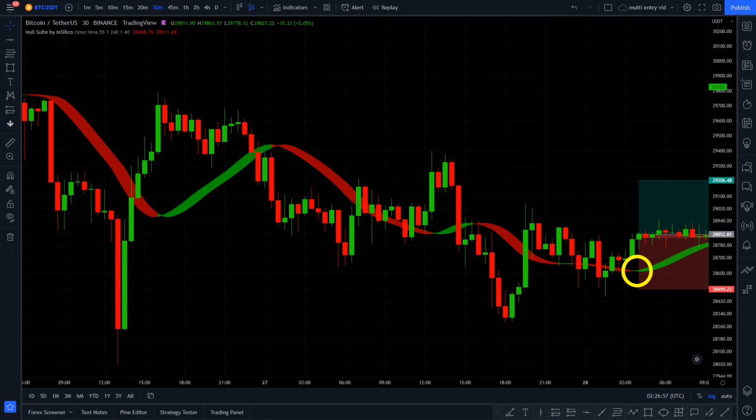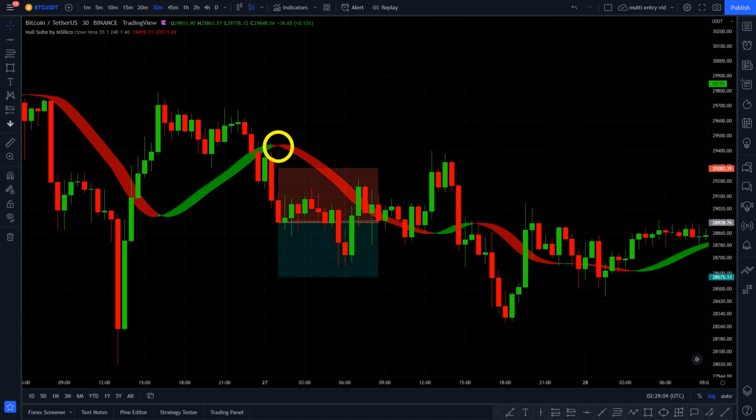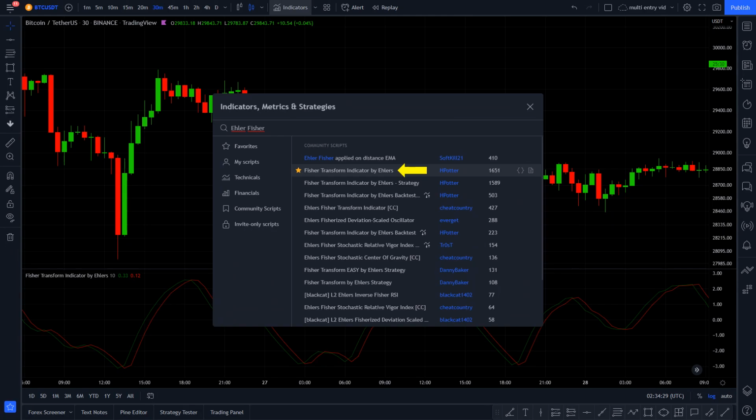This rule is used because of the one candle repaint nature of this indicator. For a short position, we need to see the line switching from green to red. The next indicator is the Adler-Fischer transform.